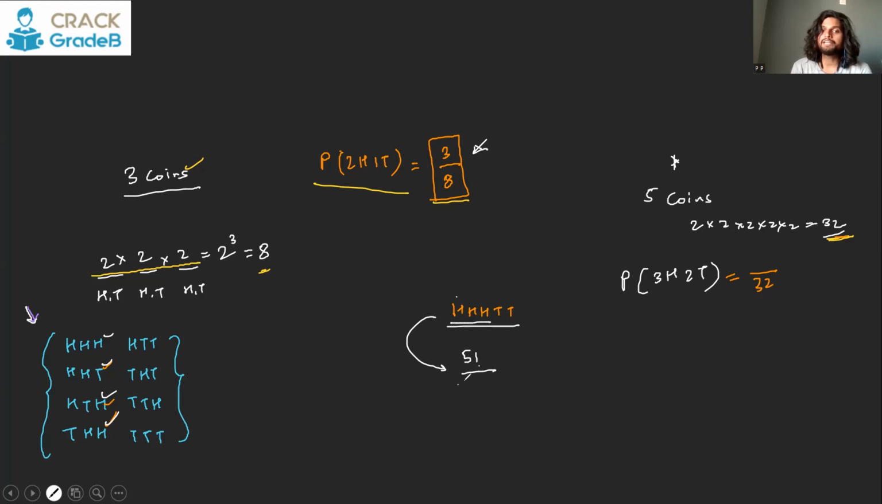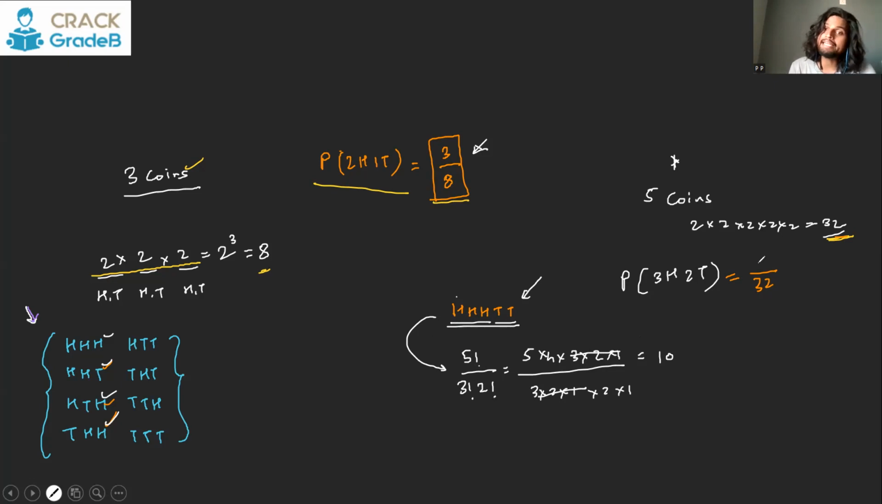There are 3 H, so you divide by 3 factorial, and there are 2 T's, so you divide by 2 factorial. 5 factorial upon 3 factorial into 2 factorial is 5 into 4 into 3 into 2 into 1, upon 3 factorial, which is 3 into 2 into 1, and 2 factorial, which is 2 into 1. So 3 into 2 into 1 goes off. 5 into 4, 20 upon 2 is 10. So that means a total of 10 words can be formed out of HHHTT.